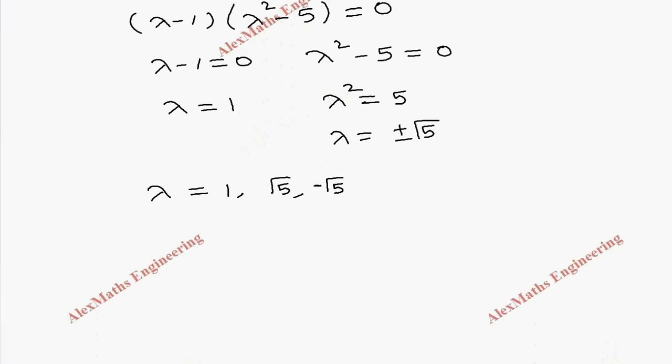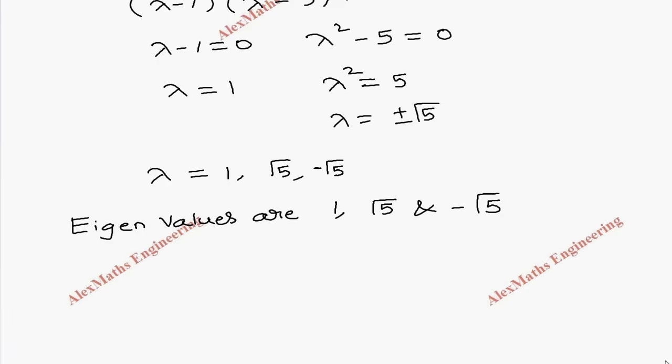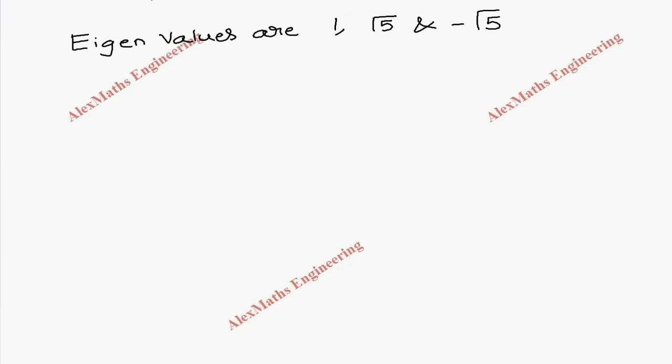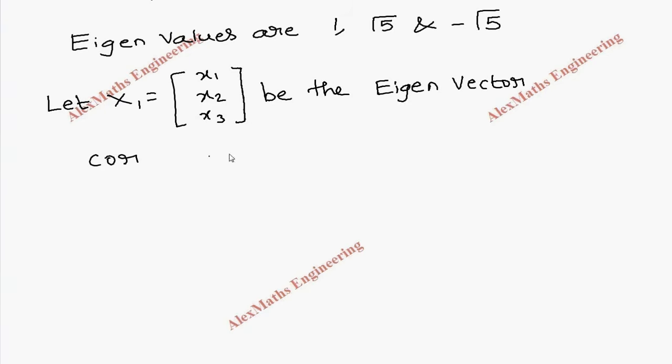So we got the eigenvalues. The eigenvalues are 1, root 5 and minus root 5. Now we are going to find the eigenvector for each eigenvalue. Let's take capital X1, which is x1, x2, x3, be the eigenvector corresponding to the eigenvalue lambda equal to 1.